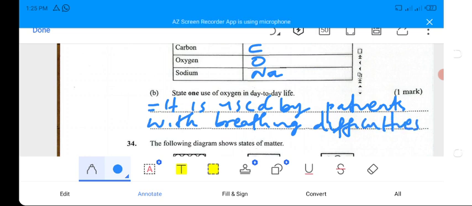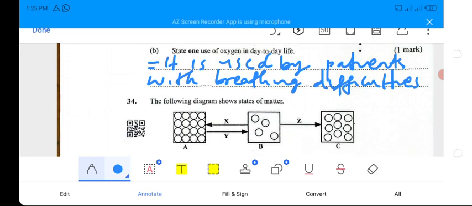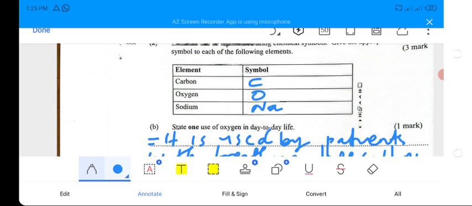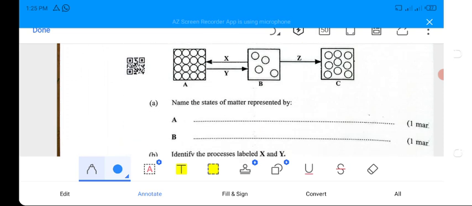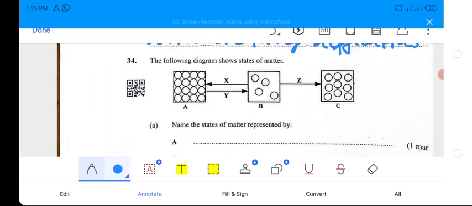If you don't want to write that one, you can also write that oxygen is used by deep sea divers or mountain climbers. So question 34 was a question on elements. Question 35 is about the change of states. The following diagram shows states of matter.